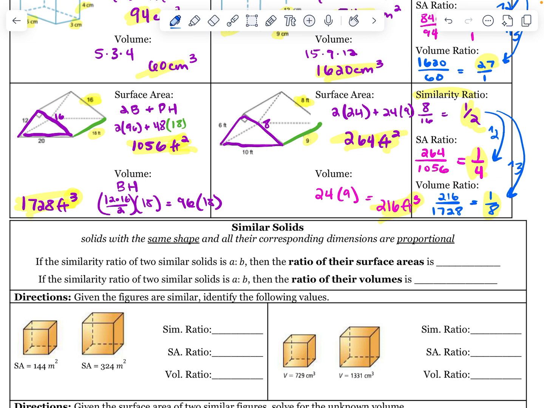Solids with the same shape and all their corresponding dimensions are proportional. That makes sense. We know what a similar solid is. The similarity ratio, y'all, that's just the scale factor.